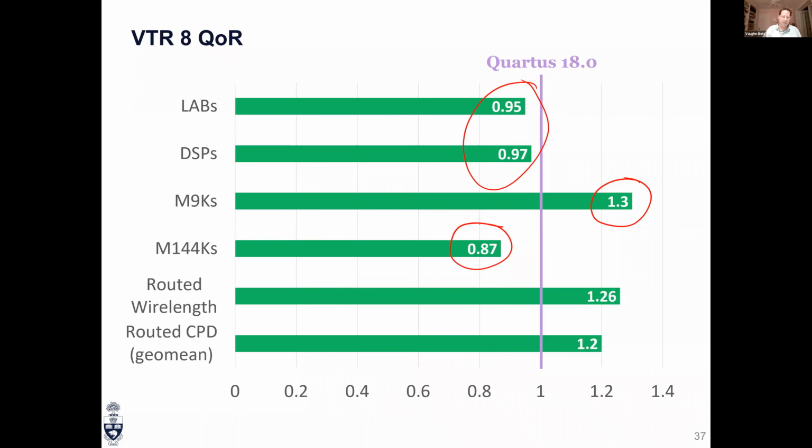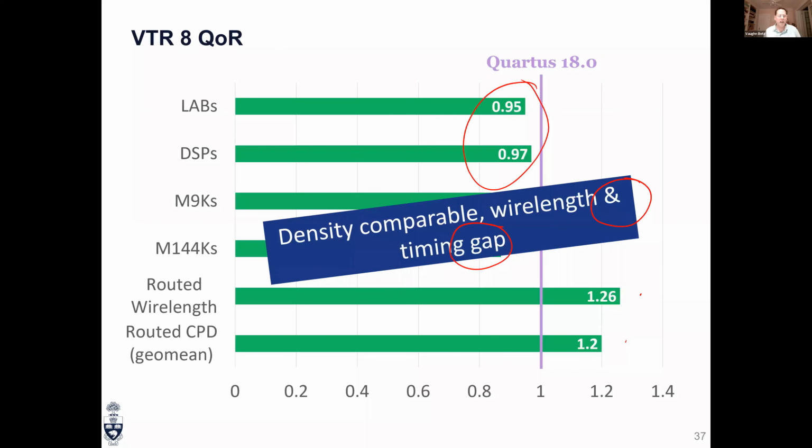There is still a gap in routed wire length and in critical path delay. Okay, it's much better than it was in VTR7, where these gaps were much larger, but there's still a 20 to 30% gap in these metrics. So we haven't fully achieved the same quality as Quartus on this architecture.